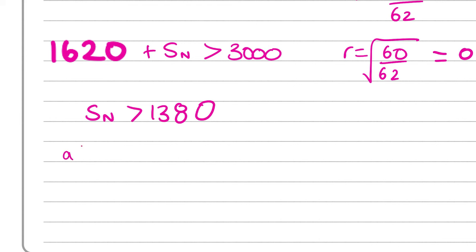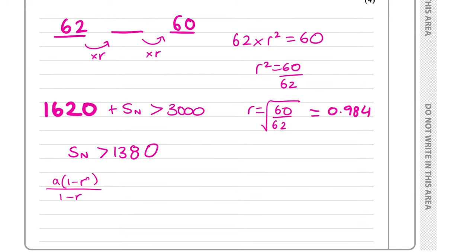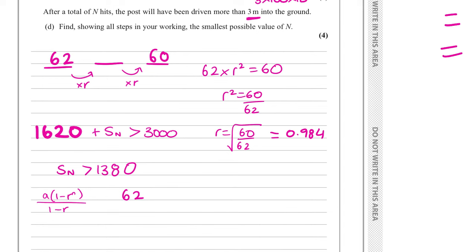A times 1 minus r to the power of n over 1 minus r. Okay, so what was my A again? It's 62, okay? We're going to go with this one. Miss, why'd you put the inequality? 62, because we want to know after a total hits n. More than. So this wants to be more than.